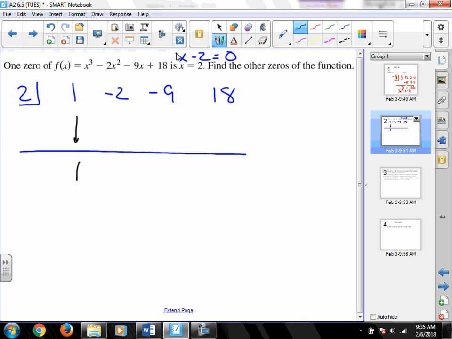Okay, so we drop our 1. 2 times 1 is going to give me 2. -2 plus 2 is going to give me 0. 2 times 0 is 0. -9 times 2 is going to give me -18. Add it down to 0. Which means that I have, if I'm going to factor this, -9 times 2.